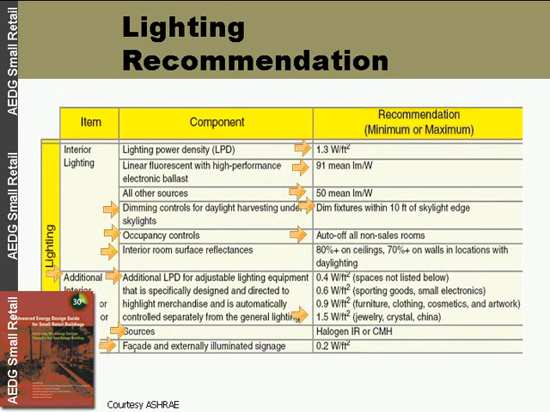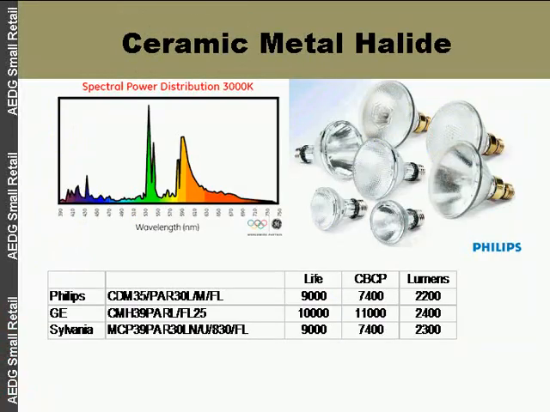And we also have a recommendation on externally illuminated signage to try to keep that at about 0.2 watts per square foot. So ceramic metal halide is a relatively new technology. It's been out for at least 5 years. It looks a lot like your halogen IR PAR type lamp, but it does take a ballast like any metal halide lamp. It's not something I can just take out there and screw into my existing incandescent fixture. But there's some real benefits of it.